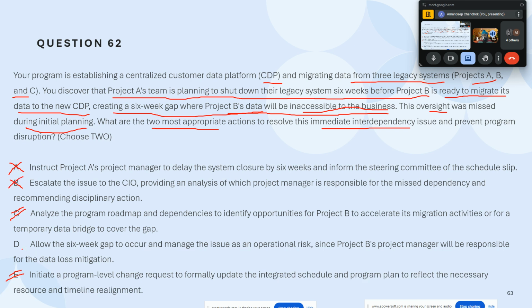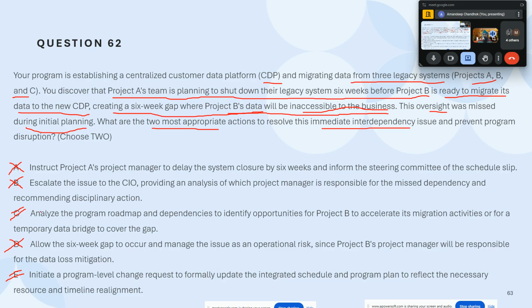Now let's also cover D. Let the 6 week gap be there, and capture it as operational risk. Does that make sense? A 6 week gap means the business is not going to have data for 6 weeks. Logically, yes, you can capture things as operational risk, but saying okay, fine, let the delay happen, let us capture it as operational risk, is not the right approach. So even D goes out.